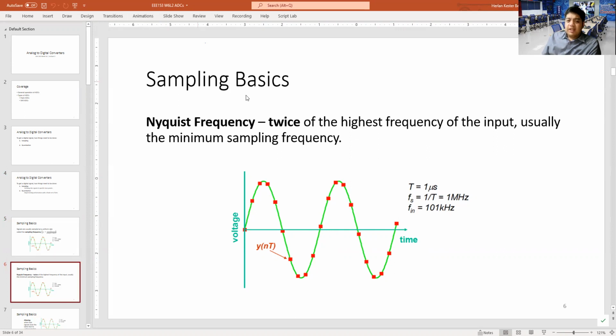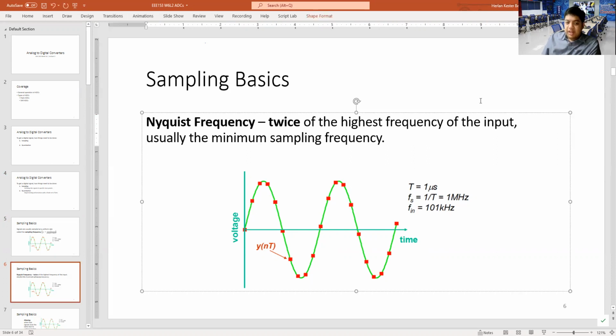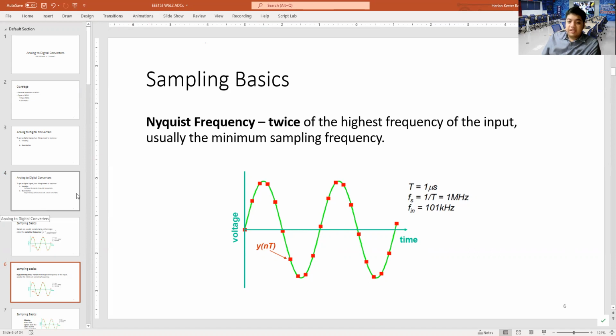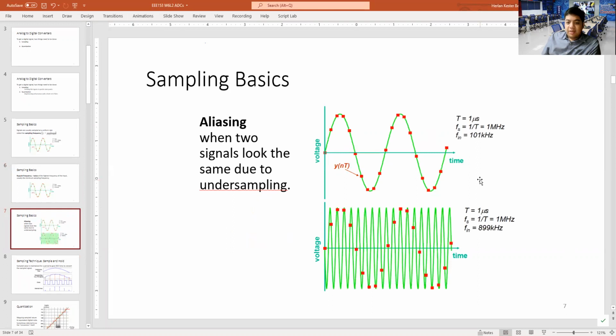Then meron tayong tinatawag na Nyquist frequency, which is twice the highest frequency of the input. And this is usually what is considered as the minimum sampling frequency. Bakit siya yung minimum sampling frequency? Let's say here, meron akong dalawang signal, 101 kilohertz and 899 kilohertz. If sinample ko sila pareho at 1 megahertz, kung titignan lang natin yung mga square dots na yan, essentially the same signal yung nakuha ko to both of these. Disregarding kung ano man nangyari in between samples, kasi pag digital signal tayo, yung actual samples ang kino-consider natin. So for our signal here below, ang masustore na signal natin is itong signal na ganito pag ni-reconstruct natin siya.